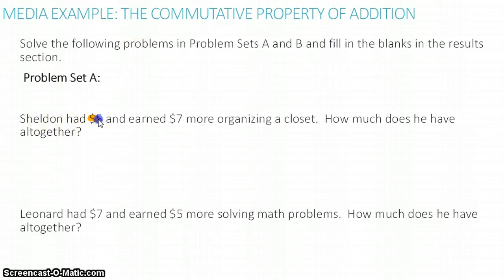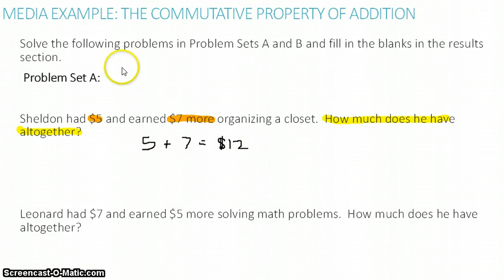Sheldon had $5 and earned $7 more organizing a closet. And the question says, how much does he have altogether? So this should be a pretty simple problem for you now, but we have a point to prove and you'll see why in just a moment. So we started with 5 and we add on 7 more, which means Sheldon earned a total of $12.